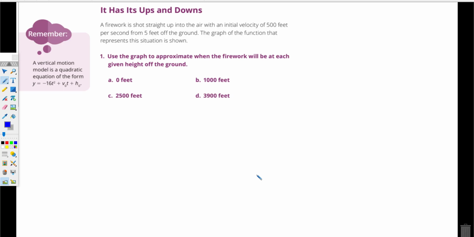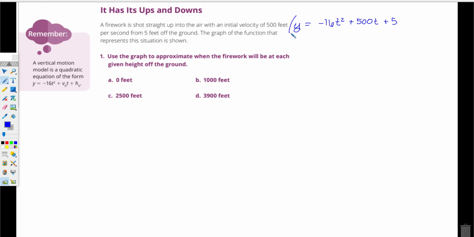So we have a firework that's shot straight up in the air at a velocity of 500 feet per second from the ground at being 5 foot off the ground. The graph is going to be represented by this function. Well, so when we're using our projectile motion graph equation, it is y equals negative 16 t squared plus v0 stands for my initial velocity, so 500 times t plus my initial height, which was that 5.